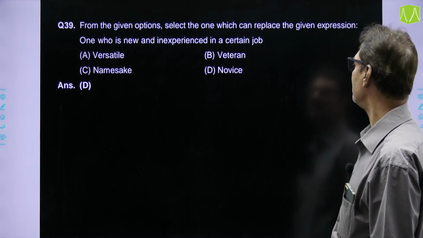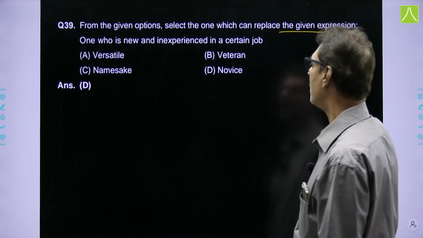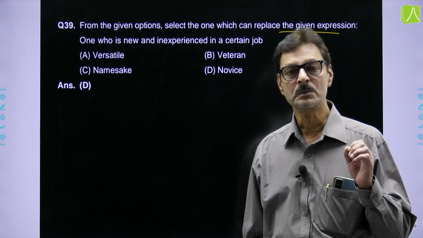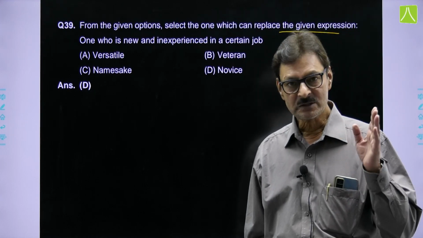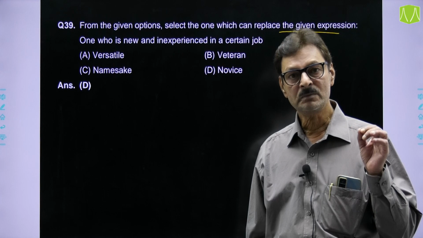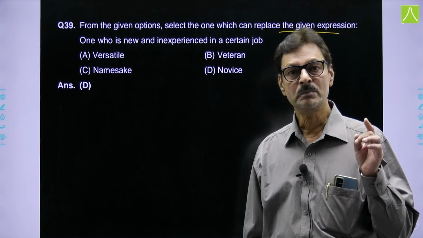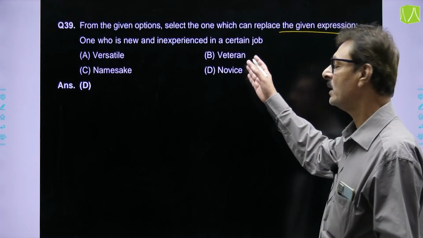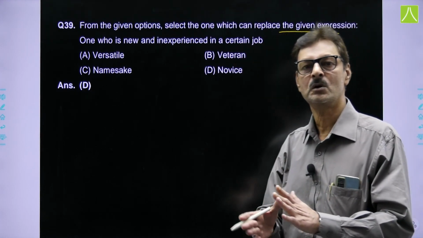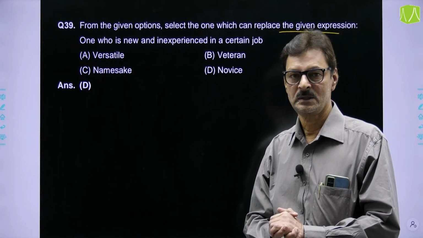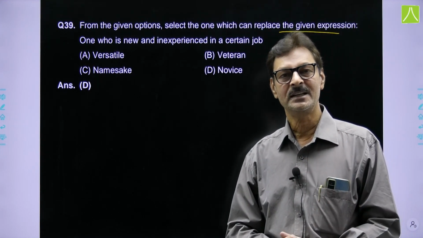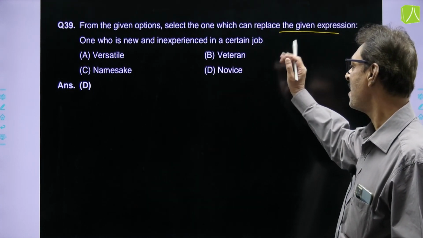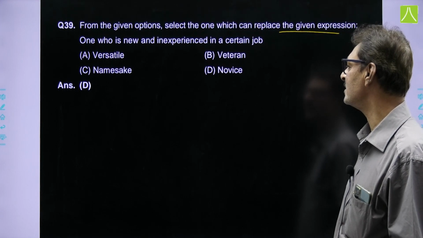From the given options, select the one which can replace the given expression. Now, the next four questions were based on one word substitute. So, you got questions based on reading comprehension, analogies, vocabulary, synonyms, and now one word substitute. All varieties of questions were there. Yes, one type of question was not there, that is grammar based direct questions.